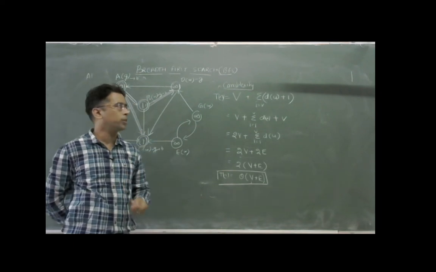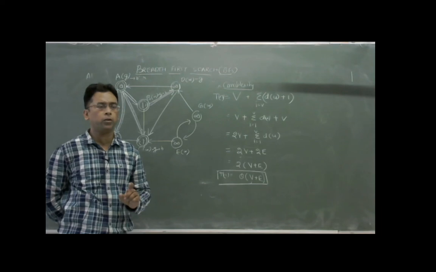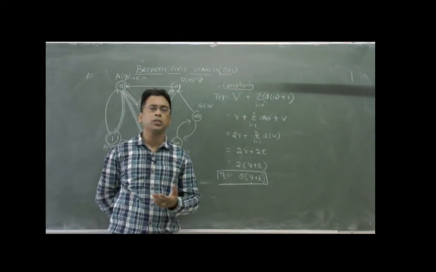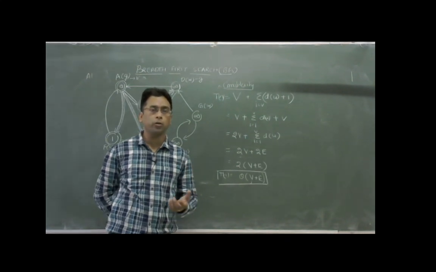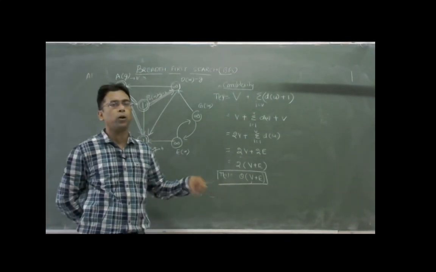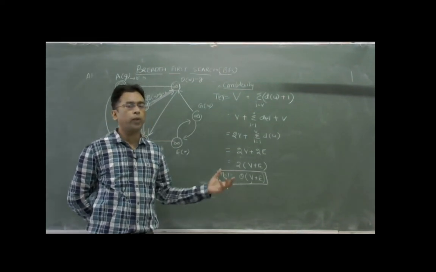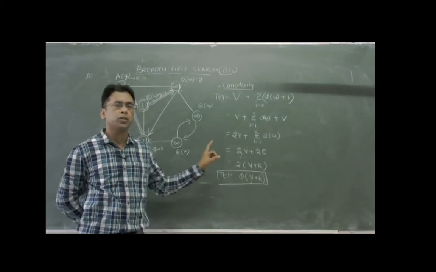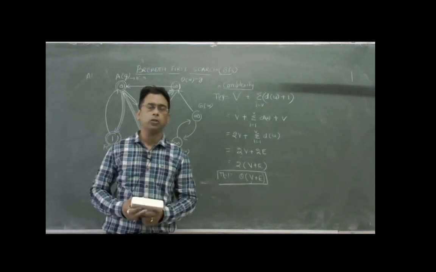Summarizing all this, there are three color options: white, gray and black. White for undiscovered nodes, gray for the node that is being processed and not completely processed, and black for a node whose adjacent vertices have all been discovered, and after that it is dequeued from the queue. The data structure used in this is the queue, and the complexity is theta V plus E. That's all about it. Thank you.